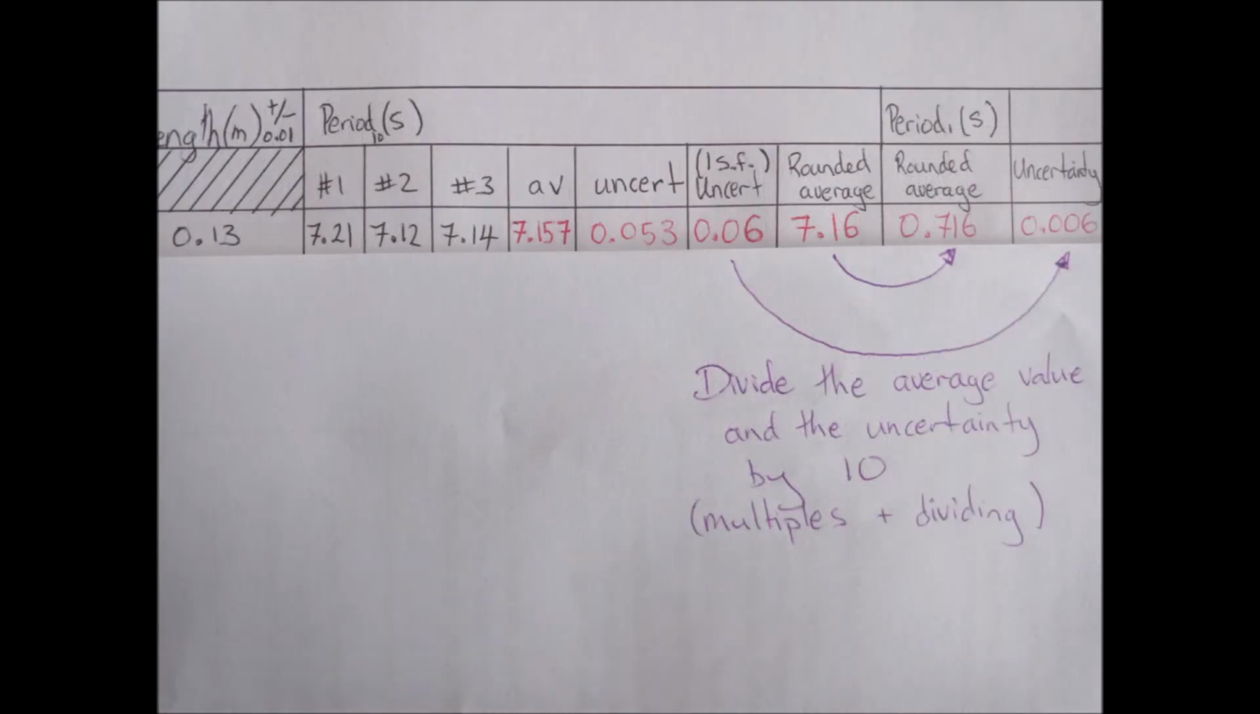Now, because our original experiment used accuracy improving techniques like multiples and dividing, we timed 10 swings. Now we have to divide by 10. And that's really cool because this allows us to see that as we divide the average by 10, we also divide the uncertainty by 10, which reminds us that multiples and dividing increases the accuracy by decreasing the uncertainty.